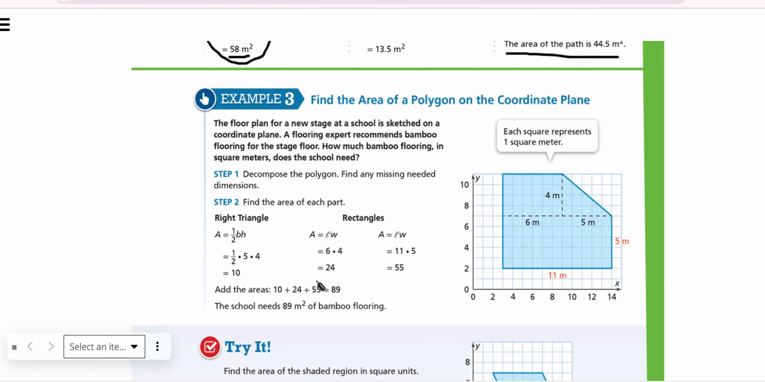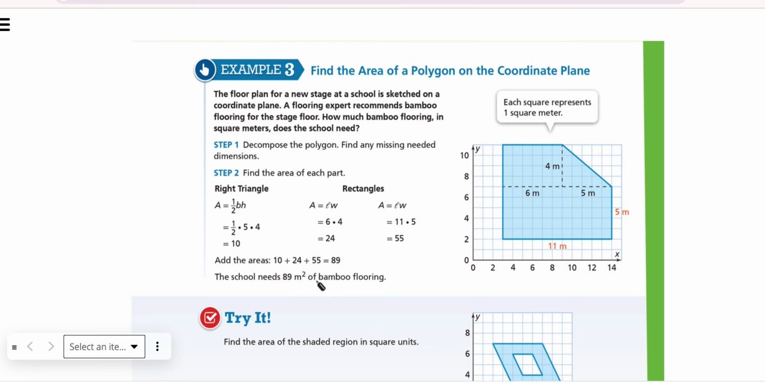Okay. Example 3. Now, what if we have this in the coordinate plane and there's no numbers, okay? So if we have it in the coordinate plane and there's no numbers, we're going to count. We're going to count the boxes. So they're giving you this figure. So let's read it. It says the floor plan for a new stage at school is sketched on the coordinate plane. A flooring expert recommends bamboo flooring for the stage floor. How much bamboo flooring in square meters does the school need?